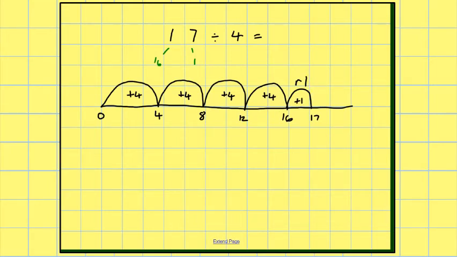So how many complete jumps have I made? I've made 1, 2, 3, 4 complete jumps, and I've got 1 left over. I've got my remainder 1. And with the magic that is my beautiful smartboard, I can actually move that up to there. So the answer to the calculation, 17 divided by 4 equals 4 remainder 1.